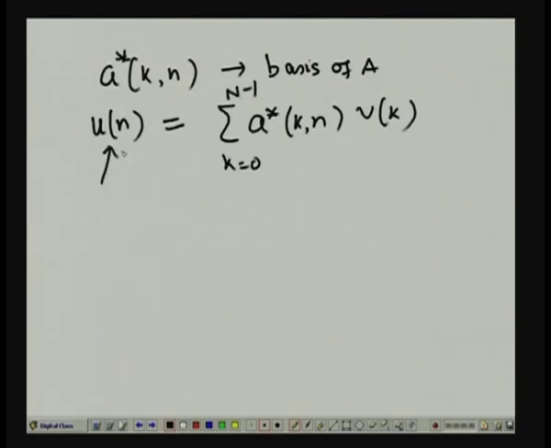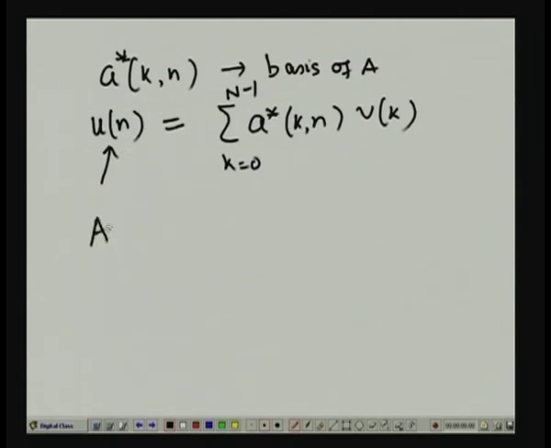So, this vector u n has been represented as a series summation of a set of basis vectors. Now, if these basis vectors have to be orthogonal or orthonormal, what is the property that they have to follow? In this case we have said that the columns of A star transpose form the set of basis vectors. If I take any two columns and take the dot product of those two columns, the dot product is going to be 0.